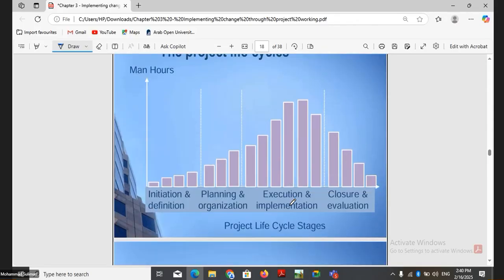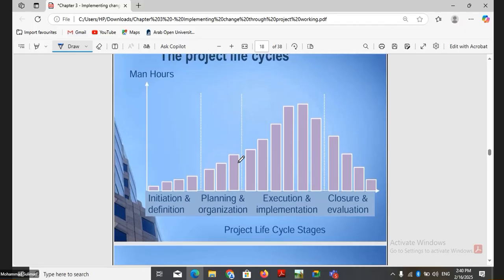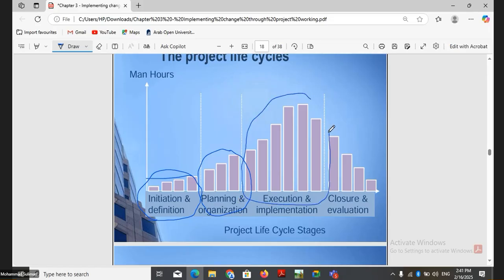Okay, now how can the resources be used in different stages? At the initial stage, the initiation and definition, we may not need much of the resources, right? So we may need only project managers and team leaders to sit together and start the project, right? During the planning, we may need more people, more resources, right? It takes some time again. During implementation, we need a lot of teams working in the project. So we need more people. It takes more time. It takes more cost, of course, during the execution and implementation phase.